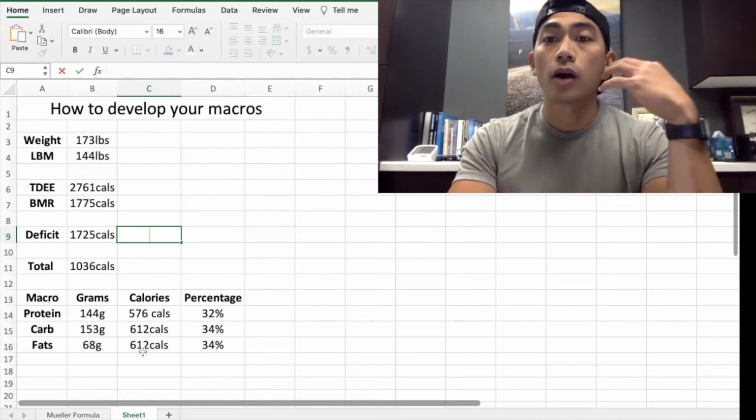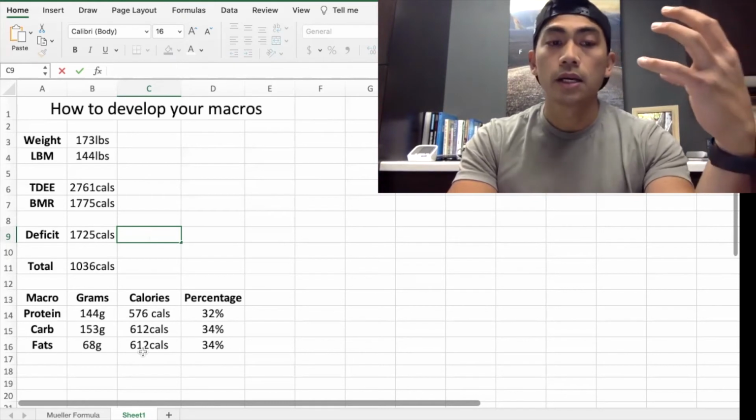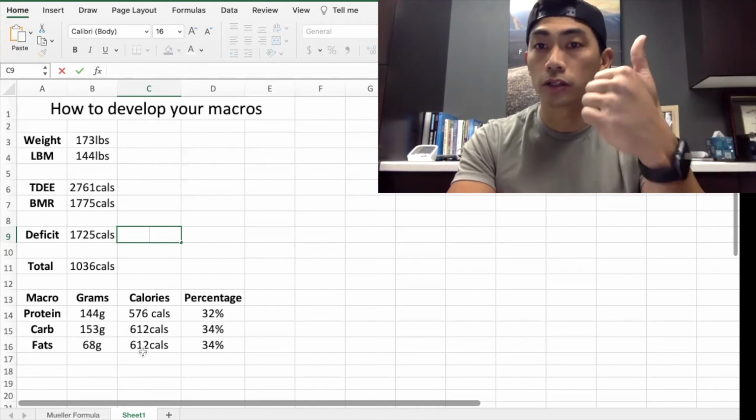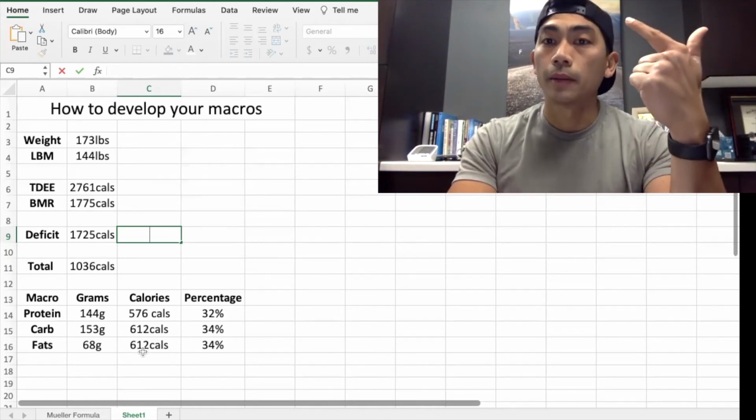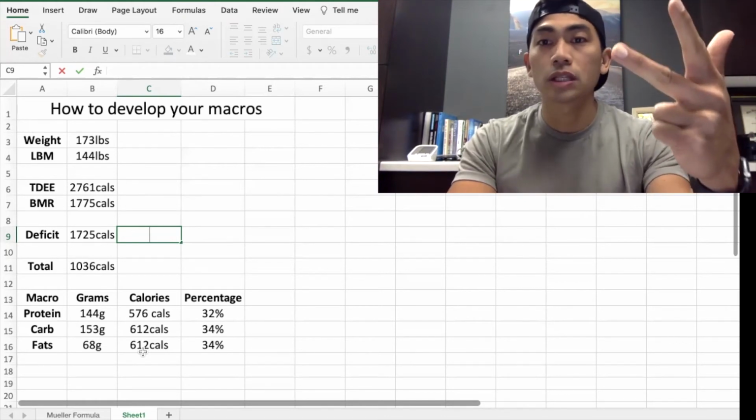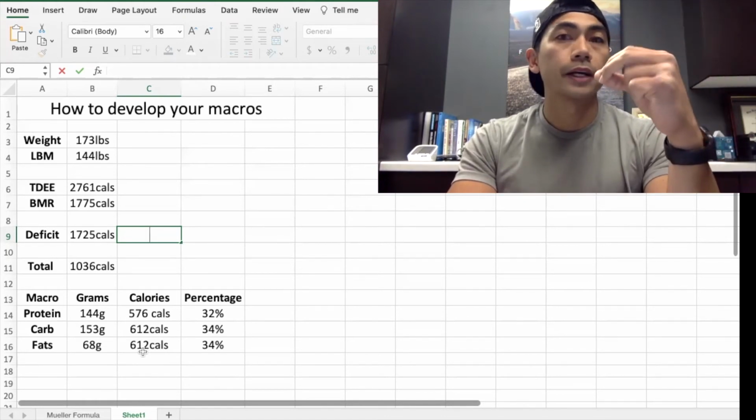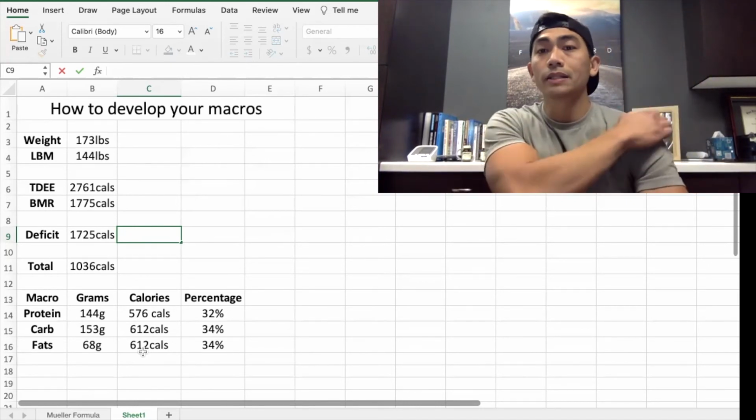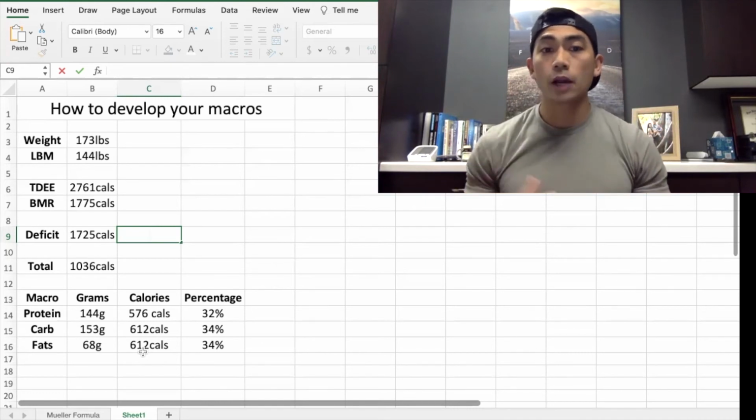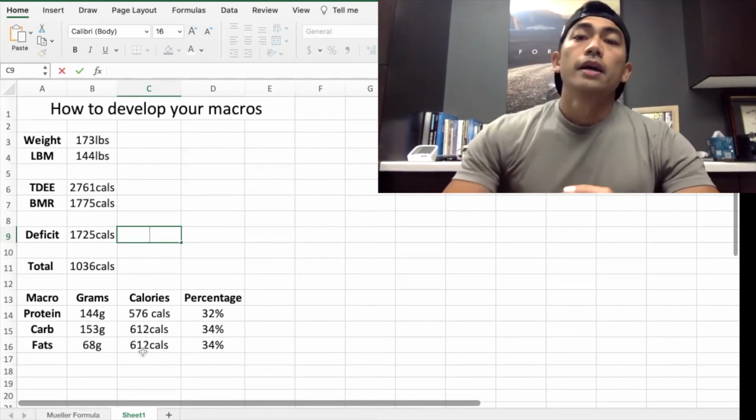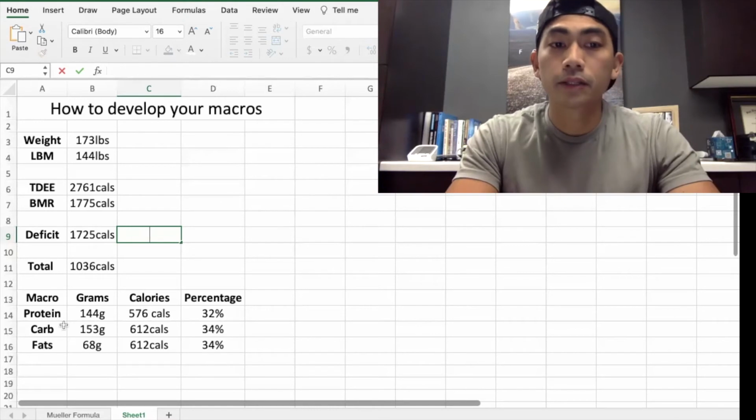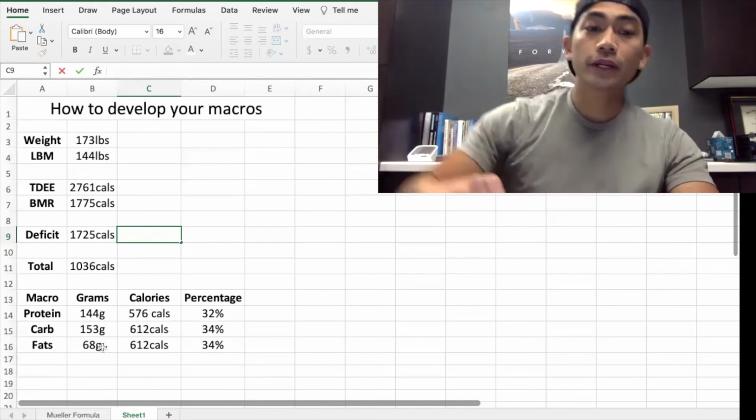Fats are obviously the more calorie-dense macronutrient. This is why it's so important to pay attention to the amount of fat you consume in the form of nuts, the oils you use to cook, the butter you use to slap onto the toast, your coconut oil, pretty much any type of thing. Your avocado, the amount of avocados you eat, because they tend to give you more calories than you realize. So with that being said, I now have my macros. Every day, I'm going to consume a minimum of 144 grams of protein, 153 grams of carbohydrates, and 68 grams of fats.